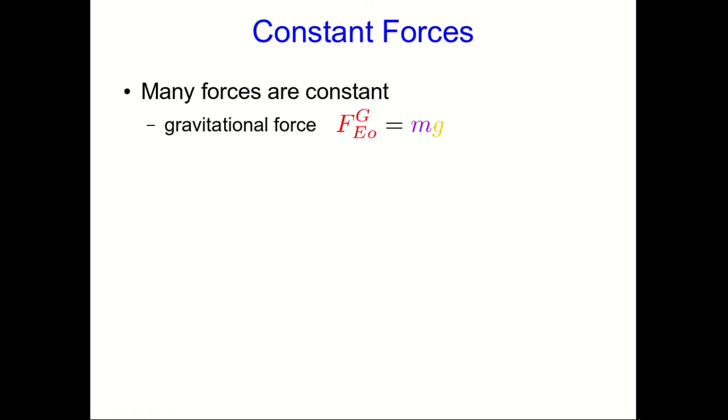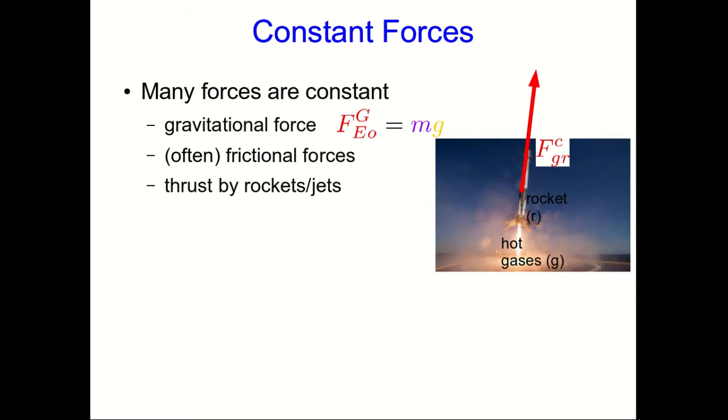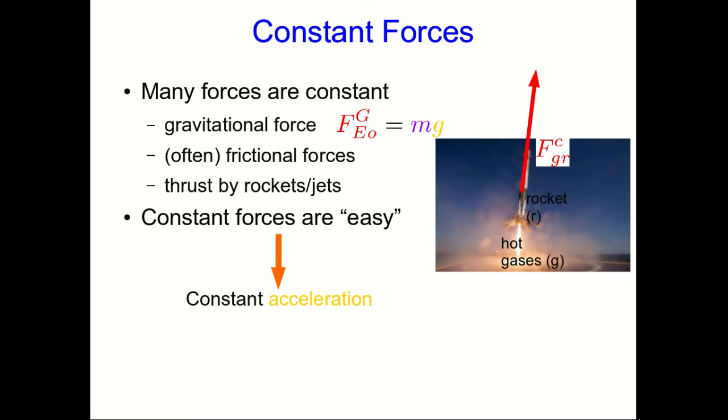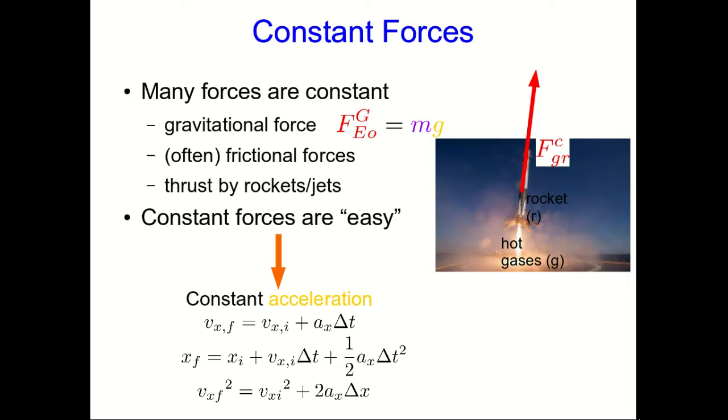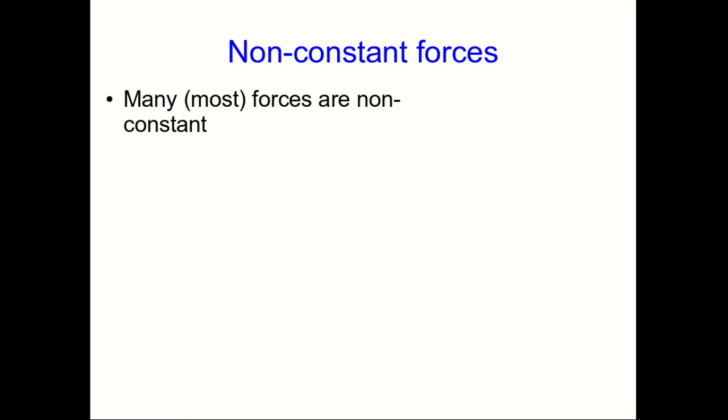Many forces are constant. For example, the gravitational force is constant. Often frictional forces are, and many other forces are or can be constant, such as thrust by rockets and jets. Constant forces are easy to deal with because they cause constant accelerations, and in Unit 3 of the course we learned good ways to find the subsequent motion of an object if we know that it has a constant acceleration. Many, or in fact most, forces are non-constant, however.